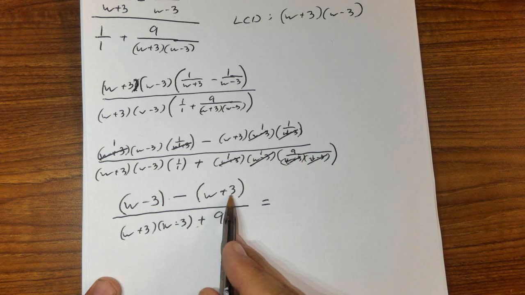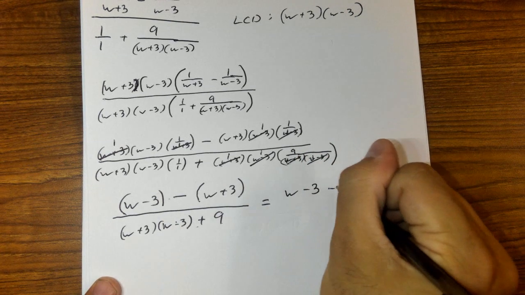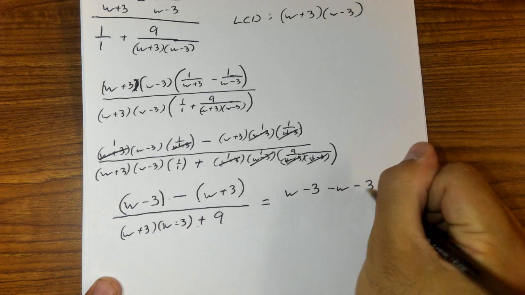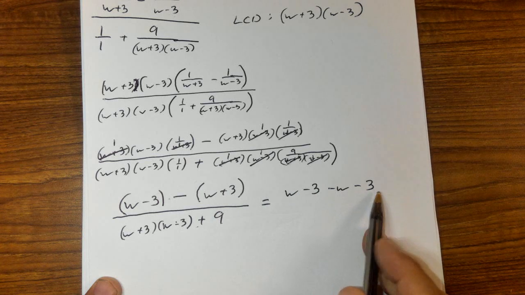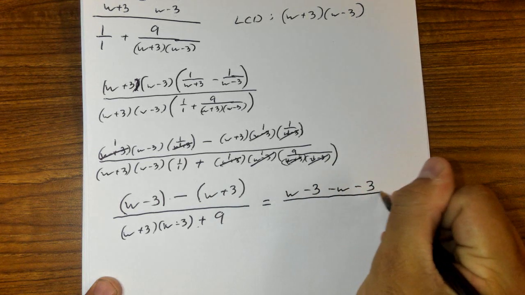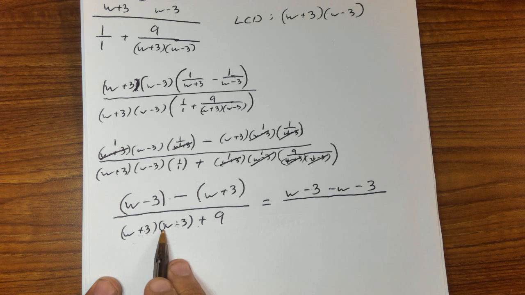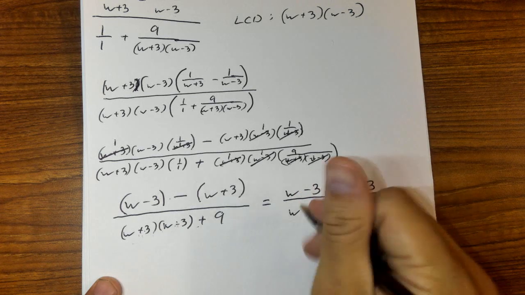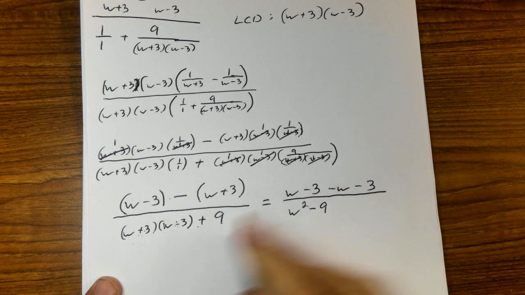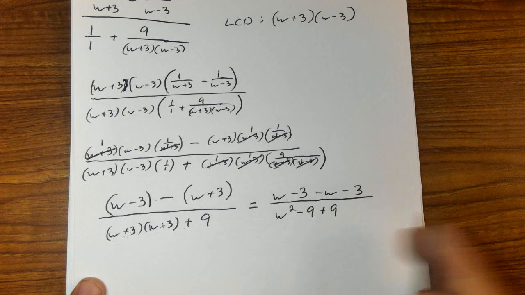W minus 3 minus w plus 3. This numerator is going to be w minus 3, and I am subtracting w, but I'm also subtracting 3, because I'm subtracting w, subtracting 3. So w minus 3 minus w minus 3 is going to be in the numerator. And here in the denominator, remember this is a difference of squares, so this is w squared minus 9. So when I multiply these two, it's w squared minus 9, but then I also have plus 9. So all of this is going to simplify further.